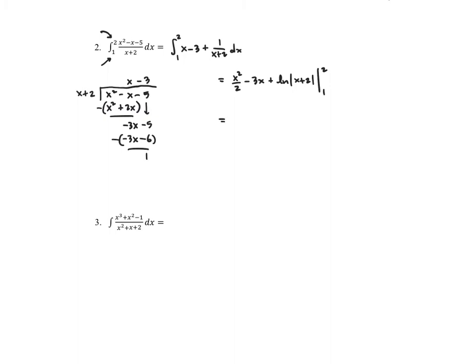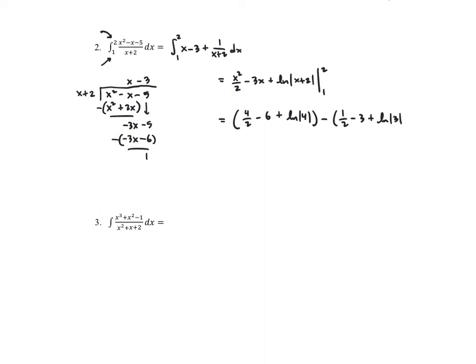Okay, at this point, because my values for 1 and 2 would make the natural log, a natural log of positive 4 and a natural log of 3, I don't need the absolute values. I'll just leave it just because. So I'm going to take and evaluate at 2. That'll be 4 over 2 minus 6 plus ln of 4 minus, that'll be 1 over 2 minus 3 plus ln of 3.